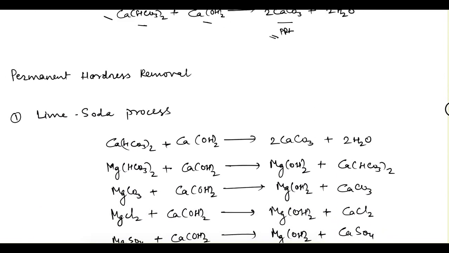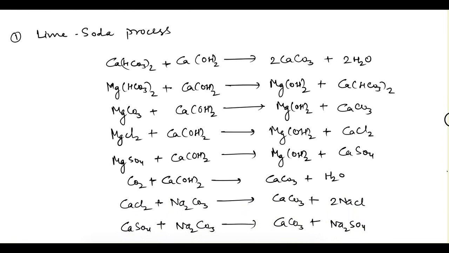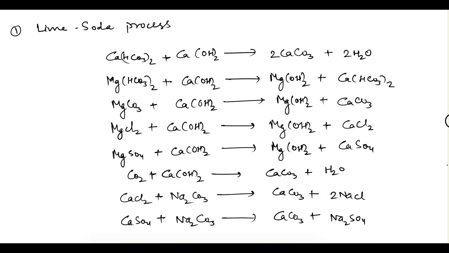Now let's see the methods which are used to remove the permanent hardness. We'll see two of these, the lime soda process and the zeolite process. Only these equations are there, very easy equations. The lime soda process means we add lime, that is hydrated lime, Ca(OH)2, and soda, which is sodium carbonate, Na2CO3. These two are added. These are the reactions you can easily follow.